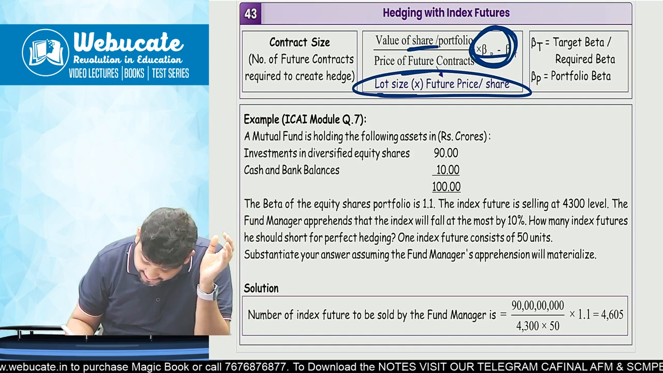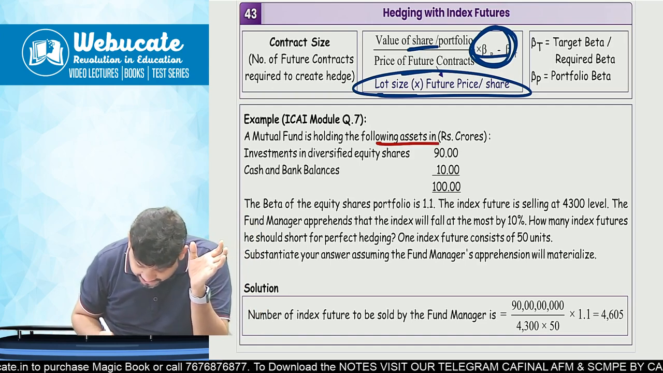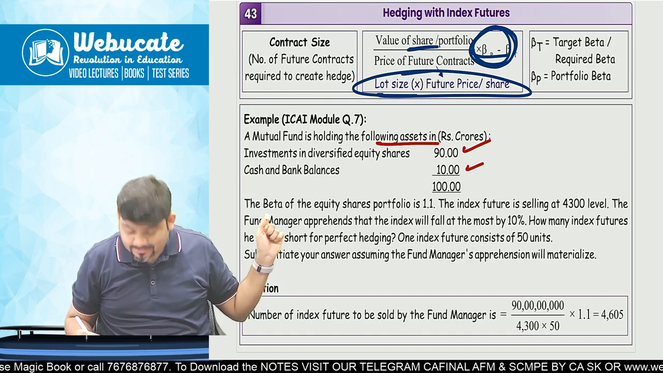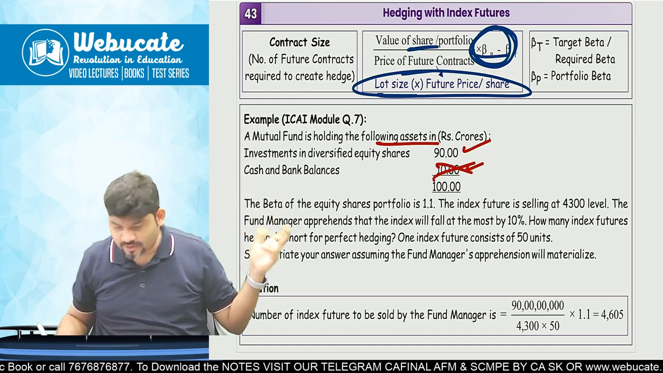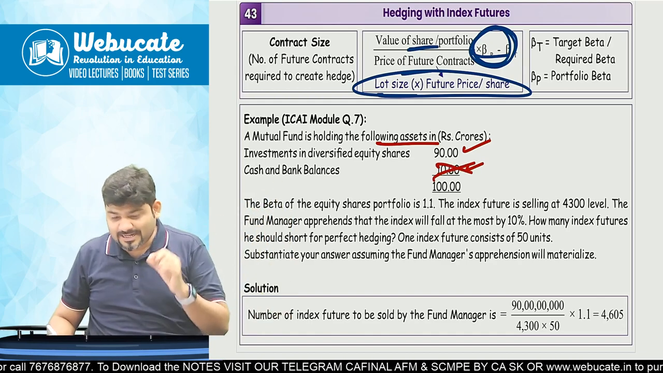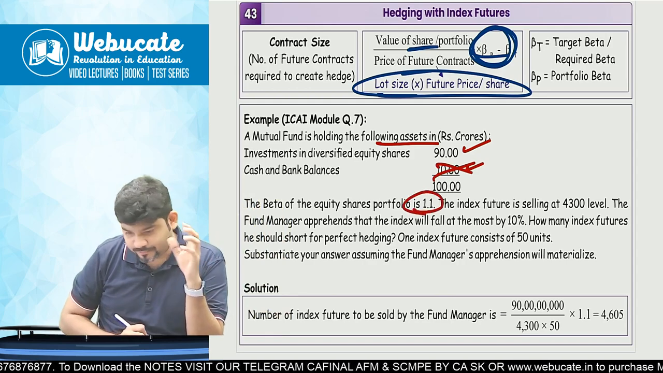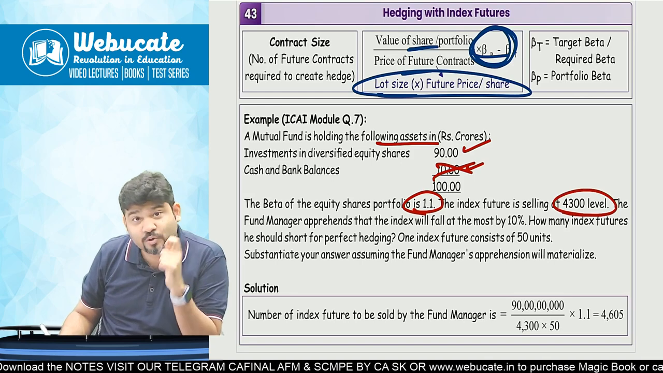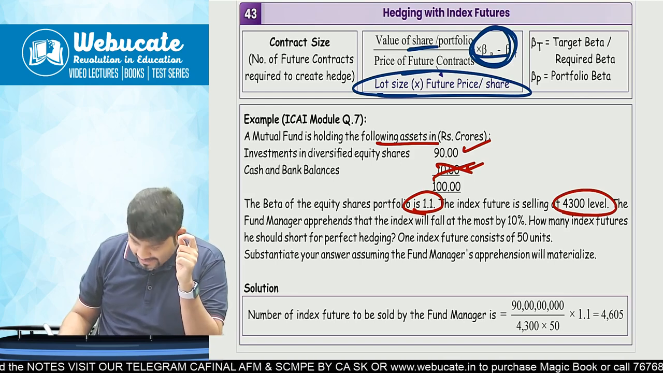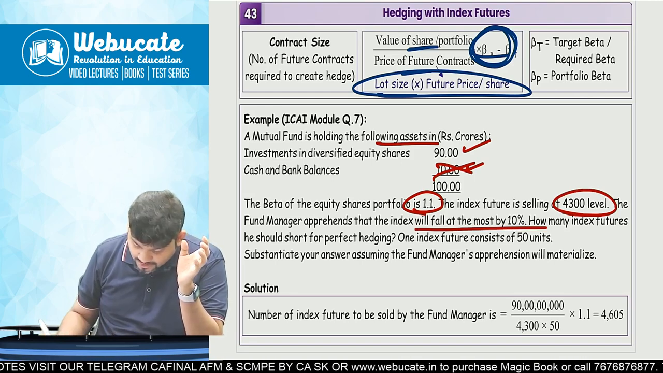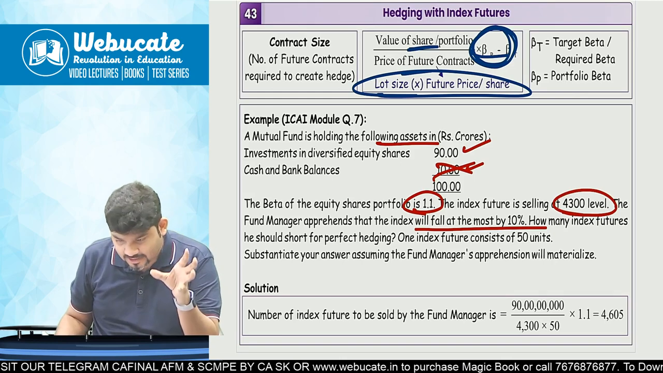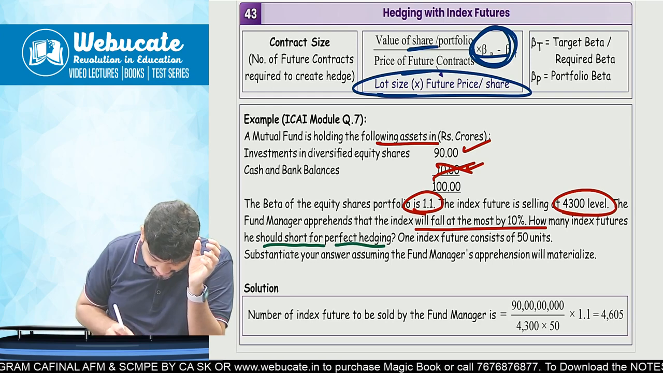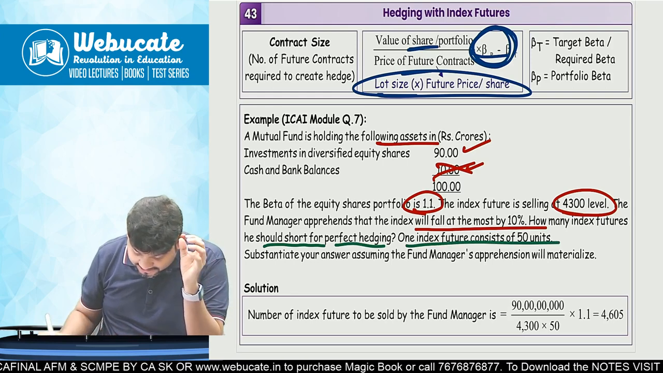So this is a classic example for hedging with index futures. A mutual fund is holding the following assets: investment in diversified equity shares, cash and bank balance. Cash and bank balance cannot be hedged. Okay, remove it. So now, the beta of the equity shares portfolio is 1.1. Index future is selling at 4,300 level. Fund manager apprehends that the index will fall by at the most 10%. How many index futures should you short for perfect hedging? One index future consists of 50 units.